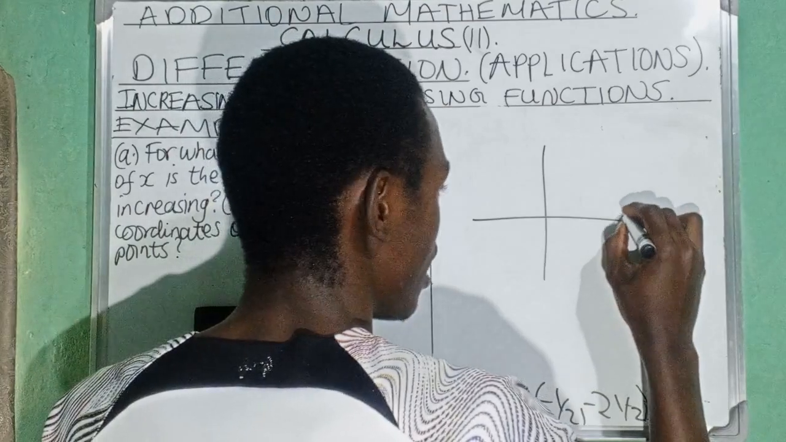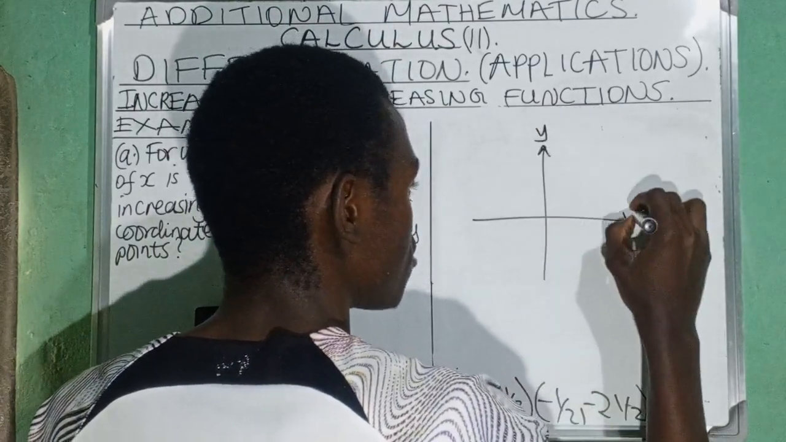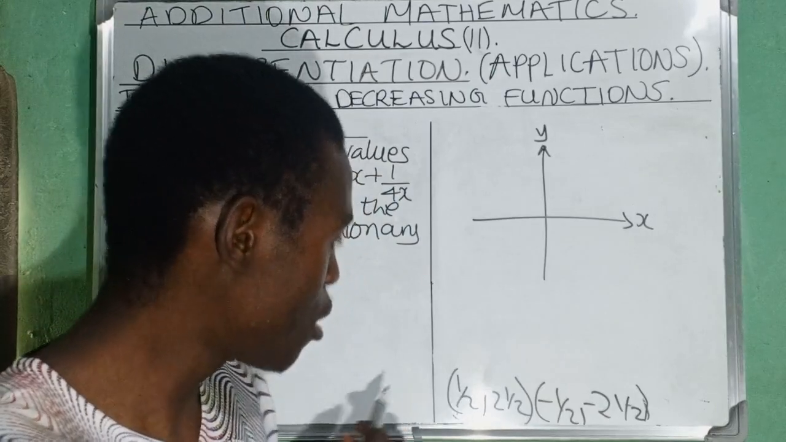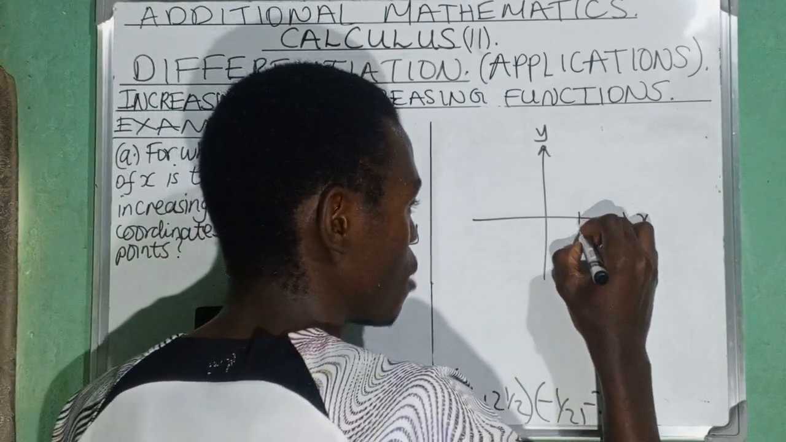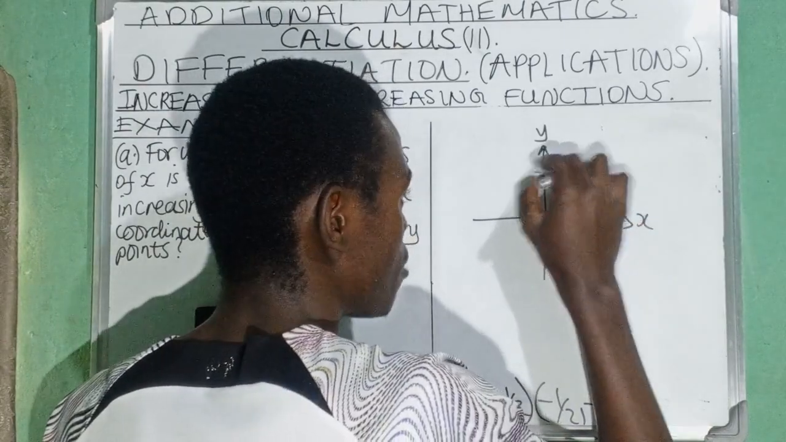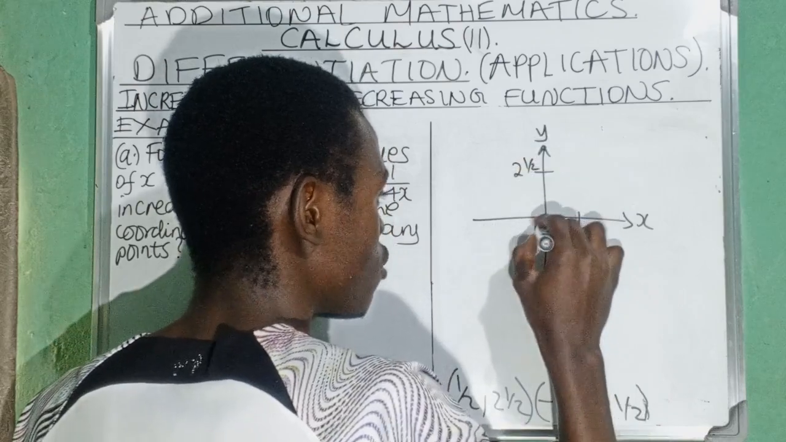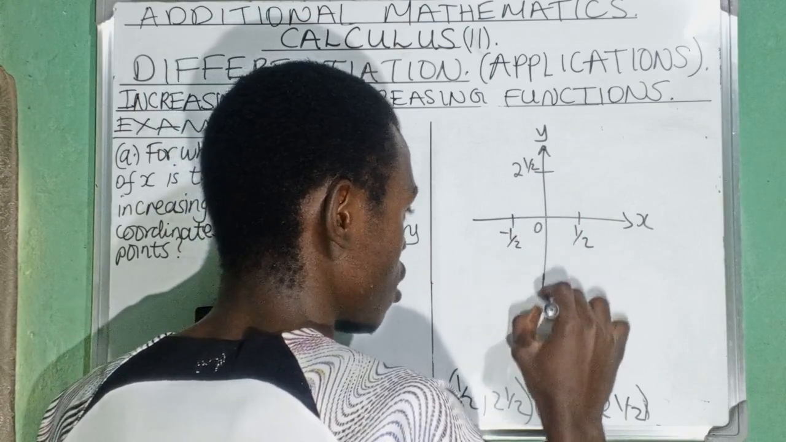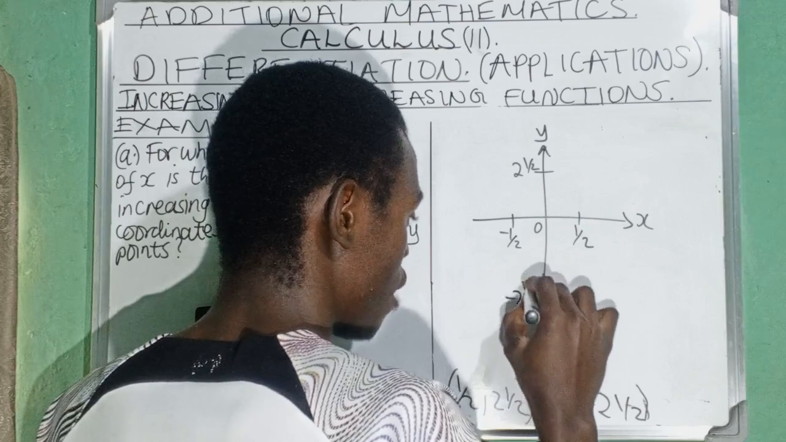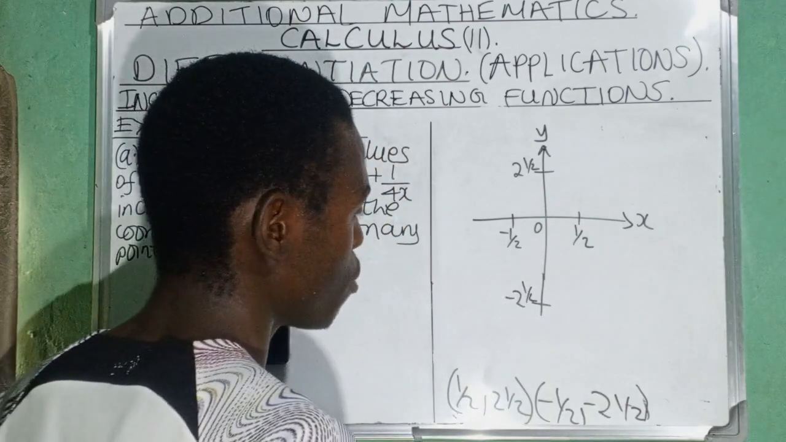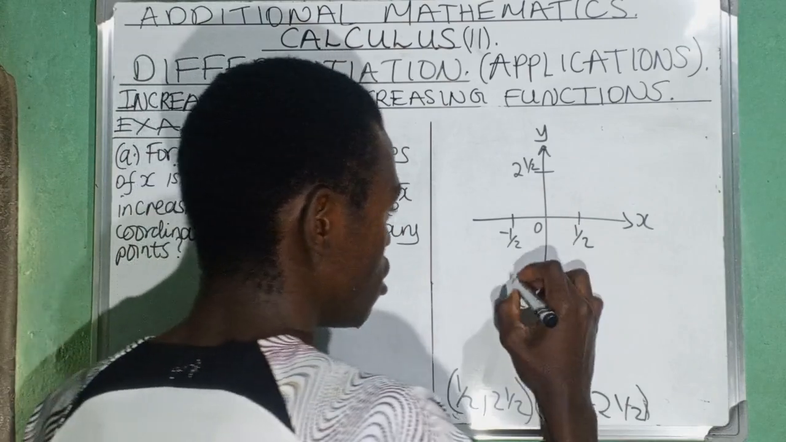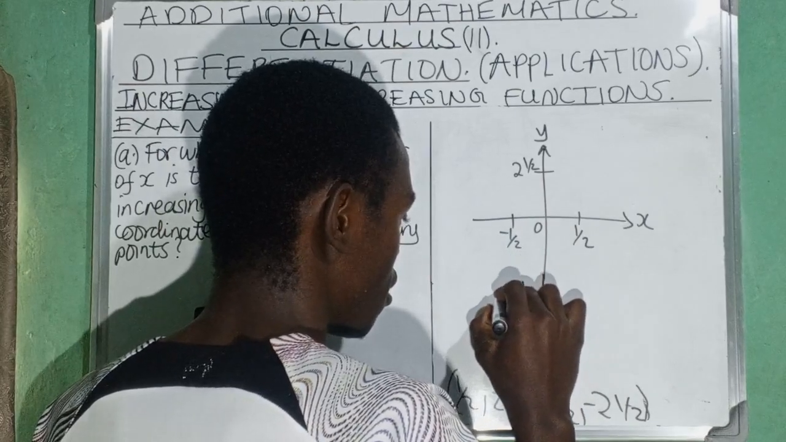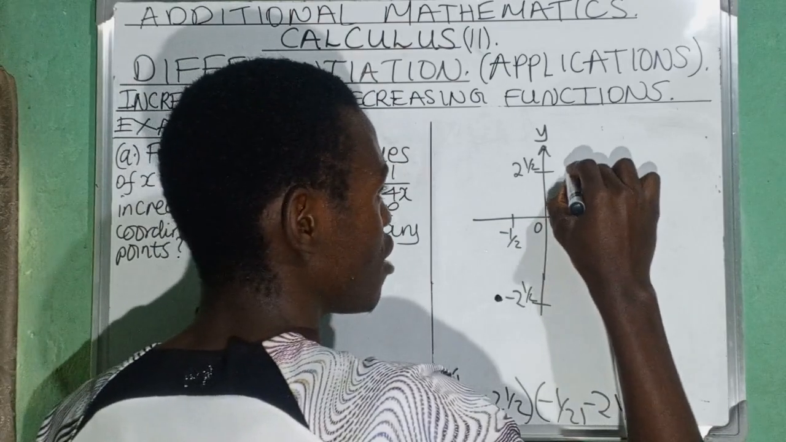You draw your x and y plane like that. That's the y-axis, that's the x-axis. And then our stationary points, the first one is half comma 2 and a half. So half can be somewhere there, 2 and a half can be somewhere there, and then we have your 0 there, then you have your negative half there, and then your negative 2 and a half can be somewhere there. So if we were to plot this, it would give us a point somewhere here, and then for this one somewhere there.